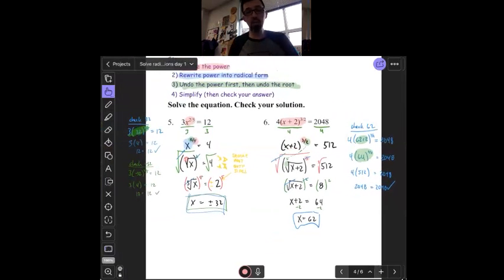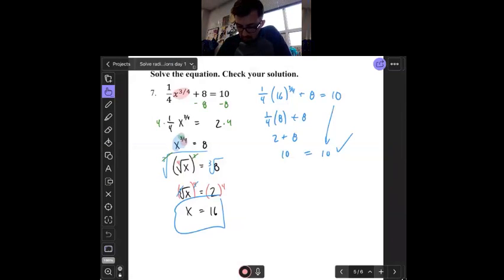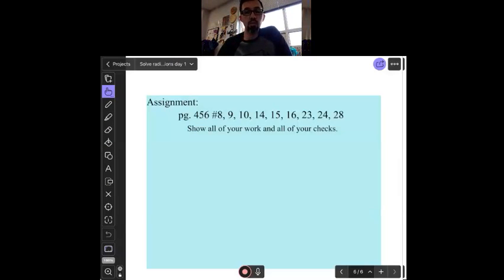Okay, so it's solving an equation with a rational exponent. And here's your assignment. If you don't have that, it's in the Google class also.